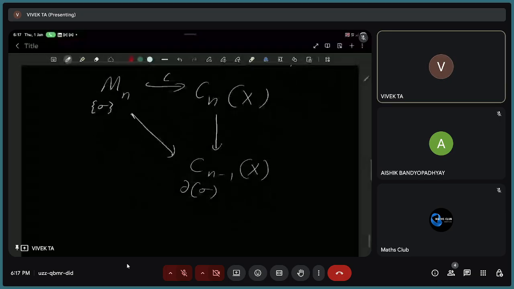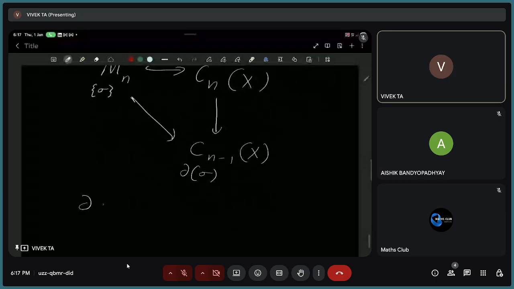Oh, right. First, I have to define what dou sigma is. So what was the map from here? You had a map sigma from delta n to X. I define dou sigma to be equal to the map represented by sigma operated on dou delta n.